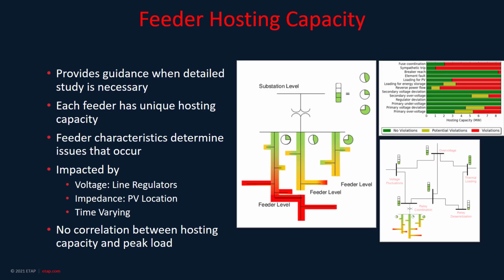And then we could talk about the next analysis module that takes advantage of a single line diagram being generated from a GIS system. It is feeder hosting capacity. It provides guidance when a detailed study is necessary. Each feeder would have a unique hosting capacity. Feeder characteristics determine issues that occur. It's impacted by voltage or line regulators, impedance, the location of PV, and no correlation between hosting capacity and peak load.